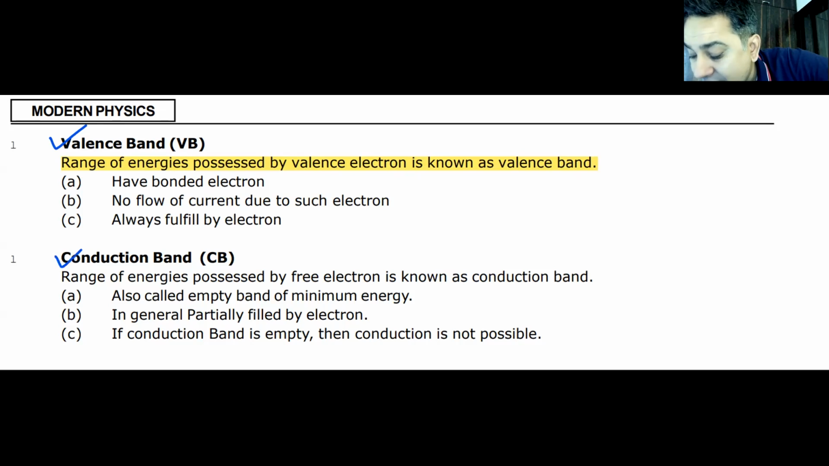Then above the valence band, we have the conduction band. What is the energy of this conduction band? Whenever you have a free electron in this band, whatever energy it has is known as the conduction band energy.